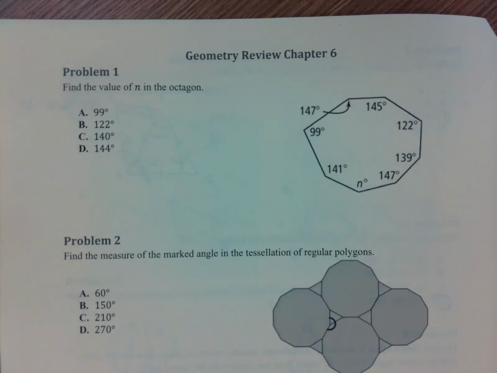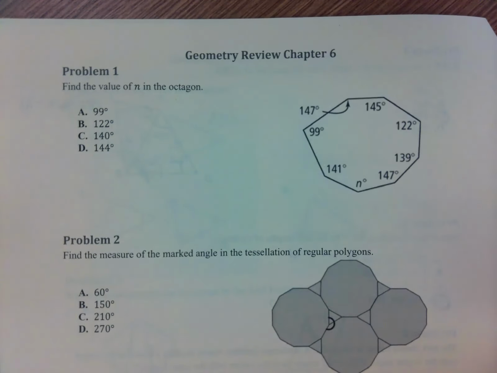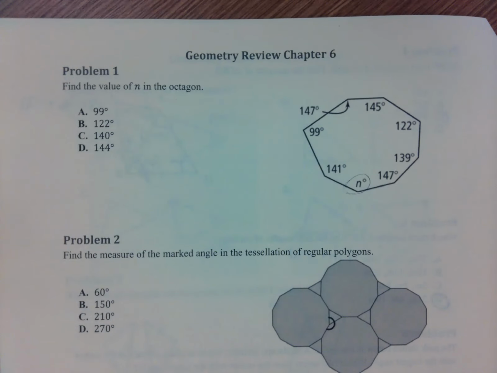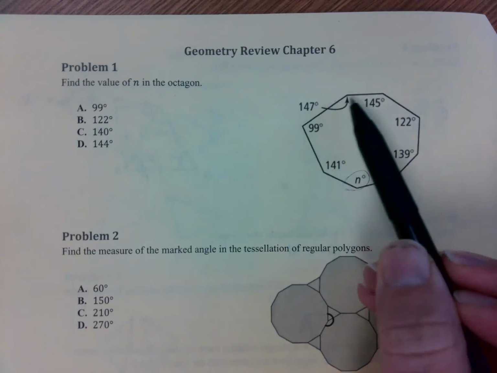Here we go, Geometry View, Chapter 6 for the final. So, first one is telling us this is an octagon. It's asking for what's the value of n. So we have to figure out the missing length, or missing angle. First, though, we have to figure out how many degrees all the angles add up to.